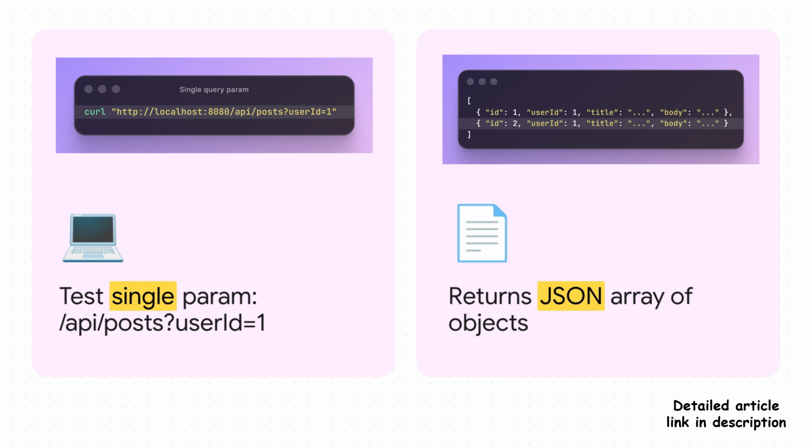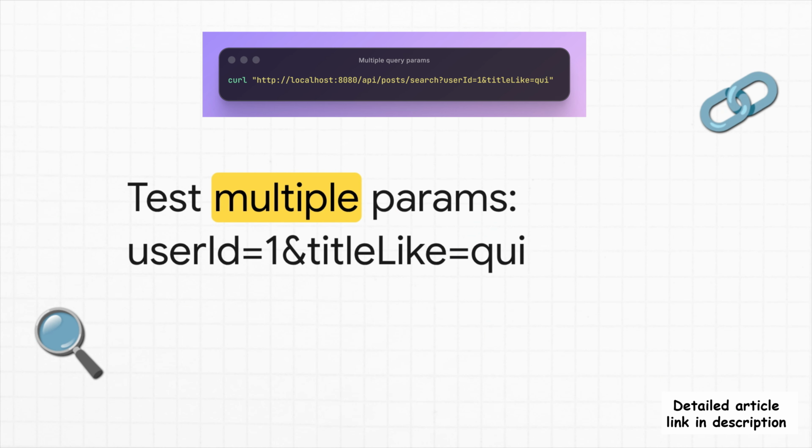Notice the clean structure we got back here, an array of JSON objects with id, userId, title, and body. Perfect. Next up, we're hitting the search endpoint, but this time we're throwing multiple query parameters at it. We're calling api/posts/search, passing userId equals 1 and titleLike equals queer. The crucial thing we're testing here is making sure our client dynamically strings both of those parameters together correctly. And sure enough, when this executes, our query param calls successfully return the filtered JSON array.